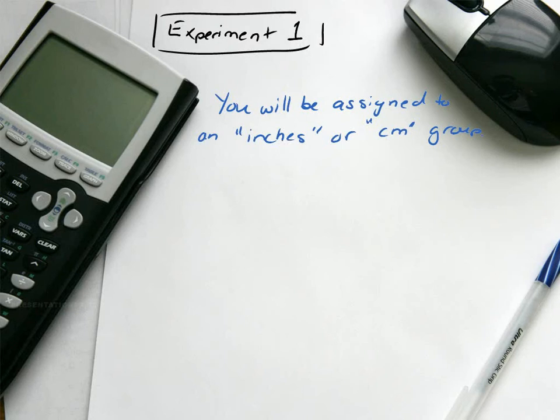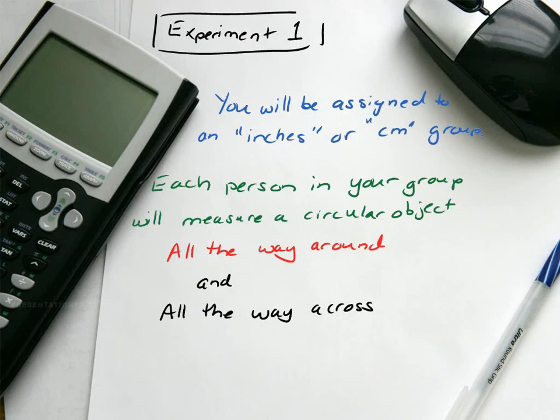So what I wanted to do is run an experiment in class. And you're going to be assigned, let's have this side of the class be the inches group, and you guys are all centimeters. I'm going to give each of your groups a measuring tape so you can do some measurements. And what you're going to do is look for circular objects. That's why I brought in this circular object, right?